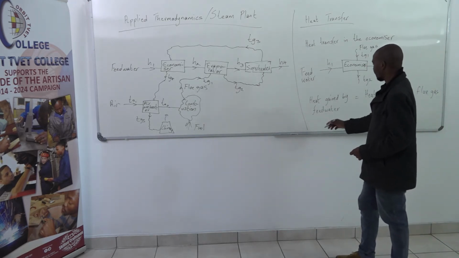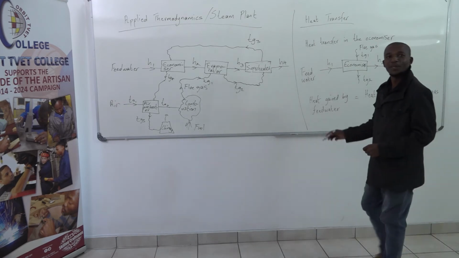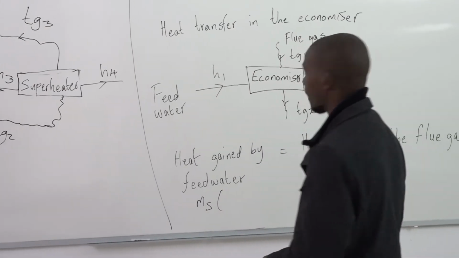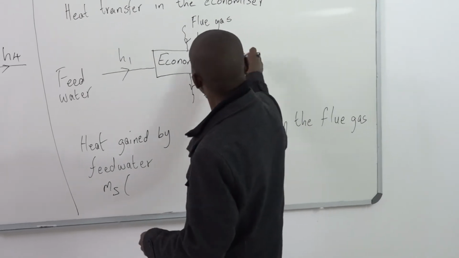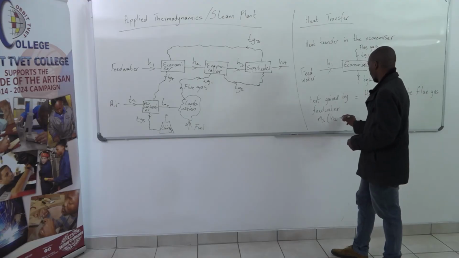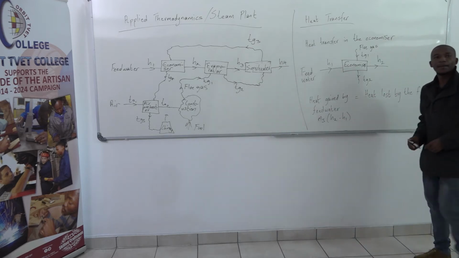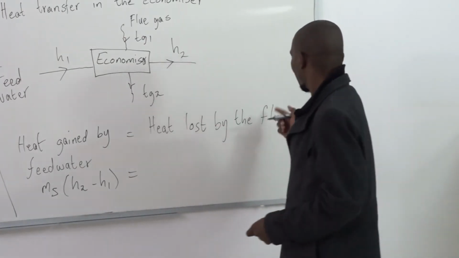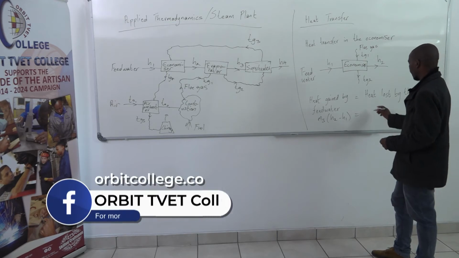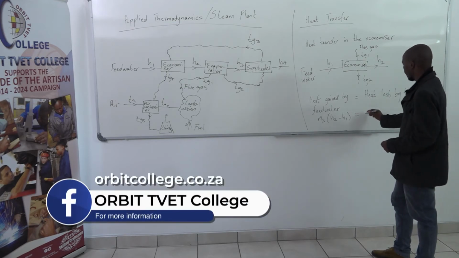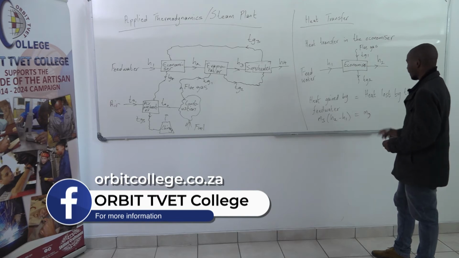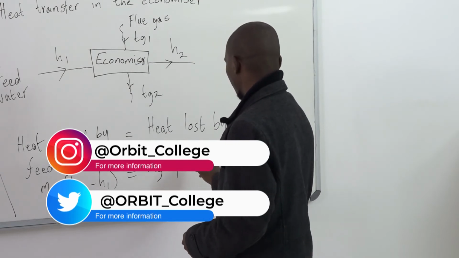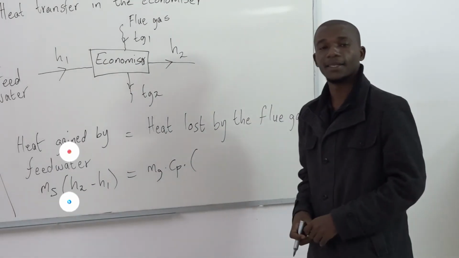Then in equation form, the heat gained by feed water would be equal to the mass of steam, ms, times the change in enthalpy of steam, ms into H2 minus H1. This is the heat gained by feed water in the economizer. And then it should be equal to the heat lost by the flue gases in the economizer. The heat lost by the flue gas would be equal to the mass of the flue gases times the specific heat capacity of the flue gas, Cp, multiplied by the change in temperature of the flue gas.